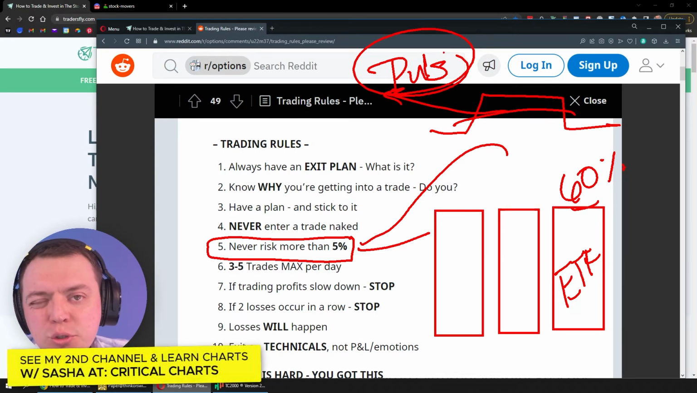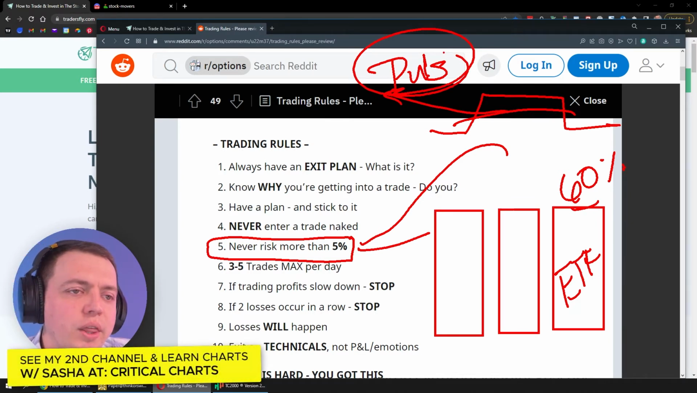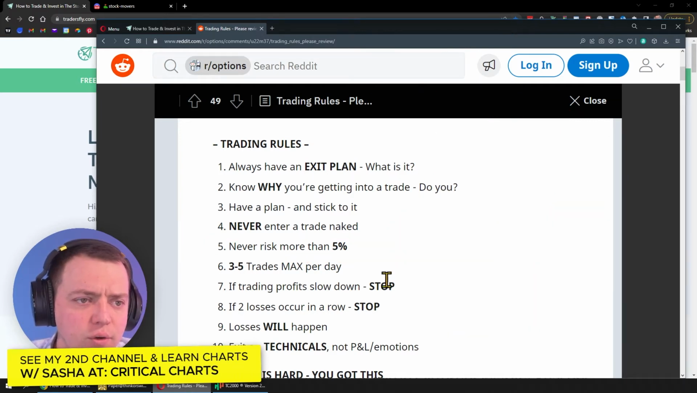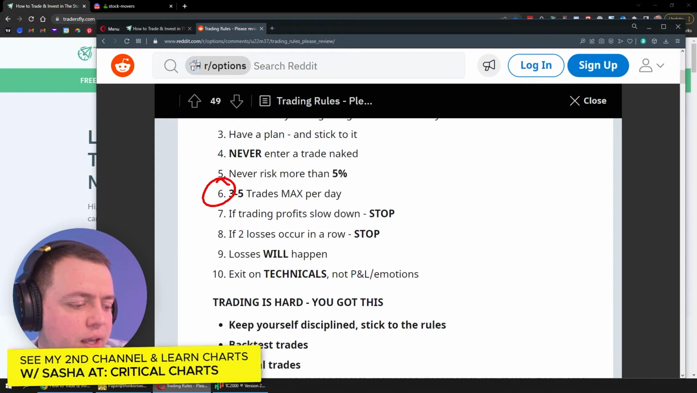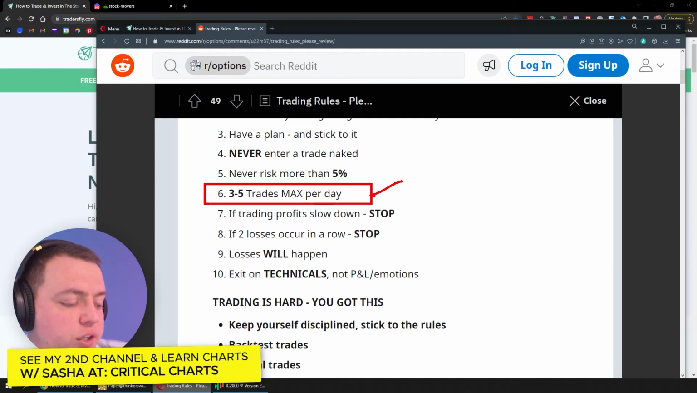I would say most people do trade too large, so be a little more careful with that, and don't over risk. 3 to 5 trades max per day. Rule number 6. This rule is very interesting. I think it depends again on the account size. If you're under like 25,000 in the US, this is definitely something to watch out for, because you could get the pattern day trader rule, and that could be an issue.